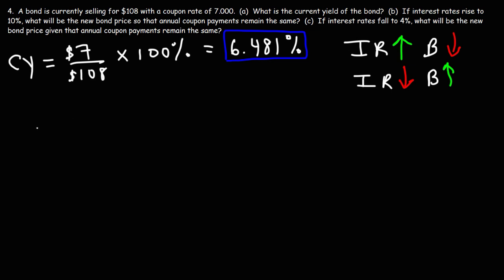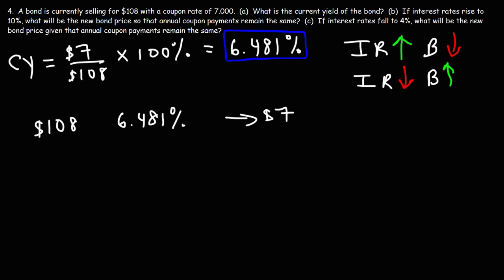So right now, we have a bond that's selling for $108 with a current yield of 6.481%. The coupon rate doesn't change, but the current yield can change. So for a bond with a face value of 100, the payment will be $7. Now granted, the face value will be 1,000, which will yield a payment of 70, but let's use 100 just to keep things simple.